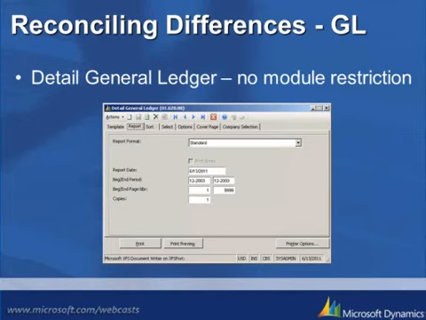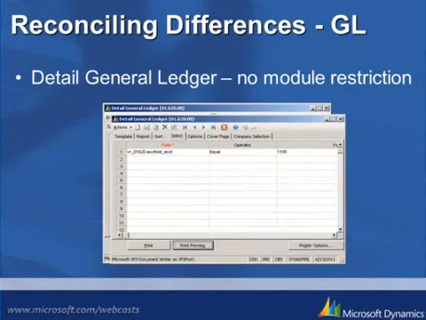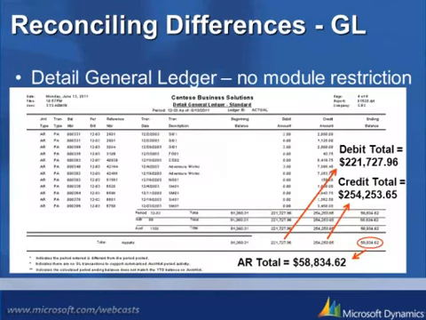This particular report here, if we just run this, I do not have any module restriction on it. I do have a restriction for my AR account. I only want to see detail that's been posted or entered to account 1100, but I'm not restricting it to any particular module. So if we run this report, looking at the journal type, the very first column, we do see that everything is AR for accounts receivable, which is good.